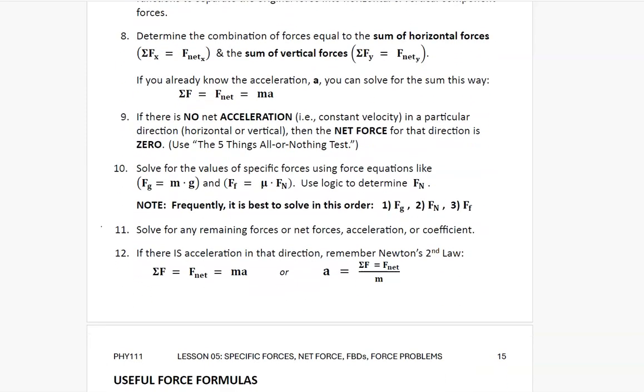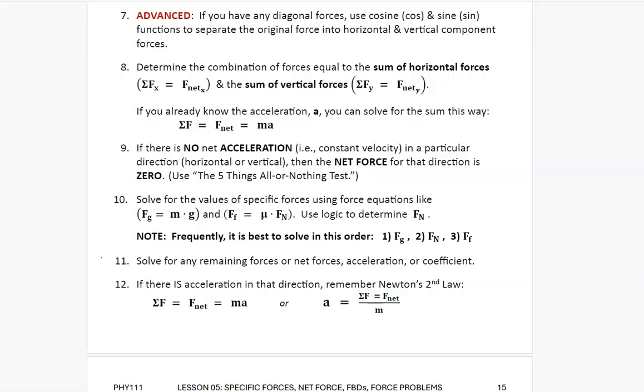All right, scrolling further. Number 9, if there is no net acceleration. Okay, how do you know there's no net acceleration? Because you're told something is moving at a constant rate, at a constant velocity, it has a constant motion, or it's at rest. Any of those things means the velocity is not changing. It's either constantly zero or constantly something, but it's not changing, and therefore the acceleration is zero.